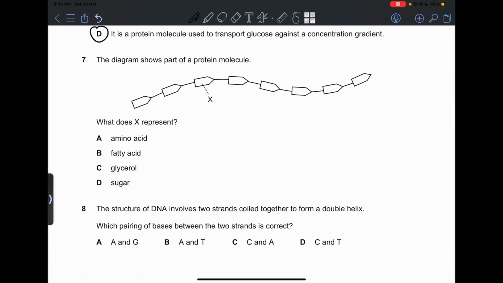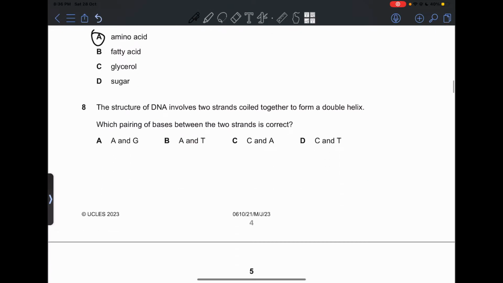Number 7, the diagram shows part of a protein molecule. What does X represent? This is actually the amino acids. Number 8, the structure of DNA involves 2 strands coiled together to form a double helix. Which pairing of bases between the 2 strands is correct? As we all know, the A always binds with the T and the C always binds with the G. So our answer is going to be B.